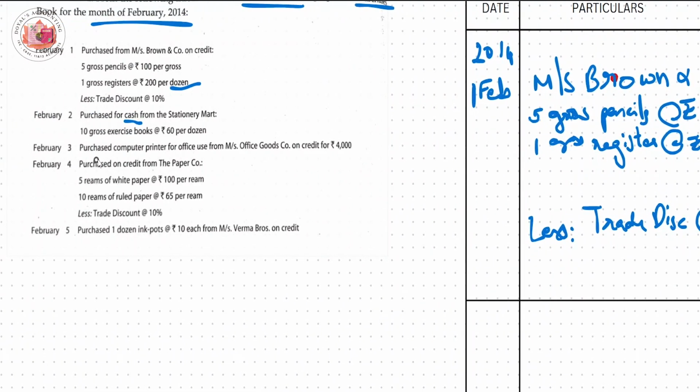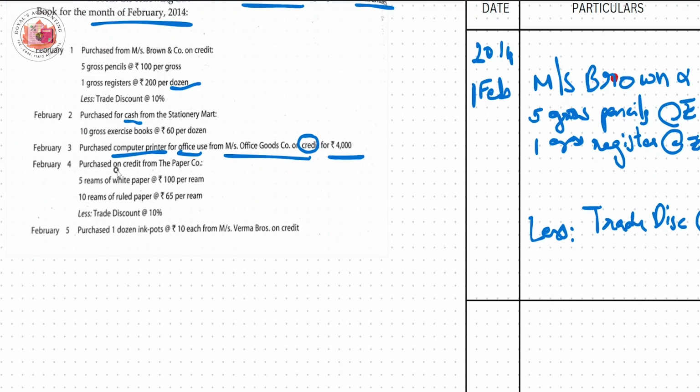On February 3rd, we have purchased a computer printer for office use from Messrs. Goods on credit for 4,000. We have purchased the computer printer for credit, no doubt about that. But our goods traded in are not printers, they are stationery items. So we cannot record this transaction in our purchases book. We will record it in our journal, but not in the purchase book. Let's see the next transaction.